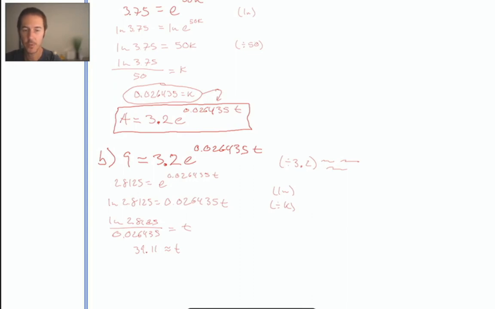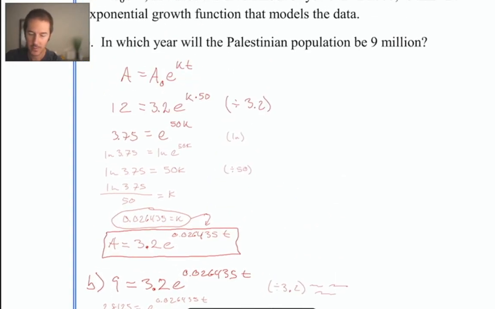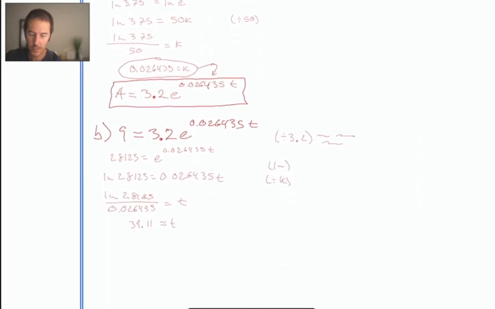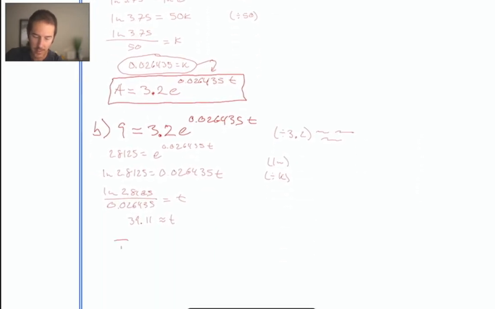So be sensitive to the way that the question is phrased. Since this one says, in which year, I think it's safe to say that in 2039, the population will reach 9 million.